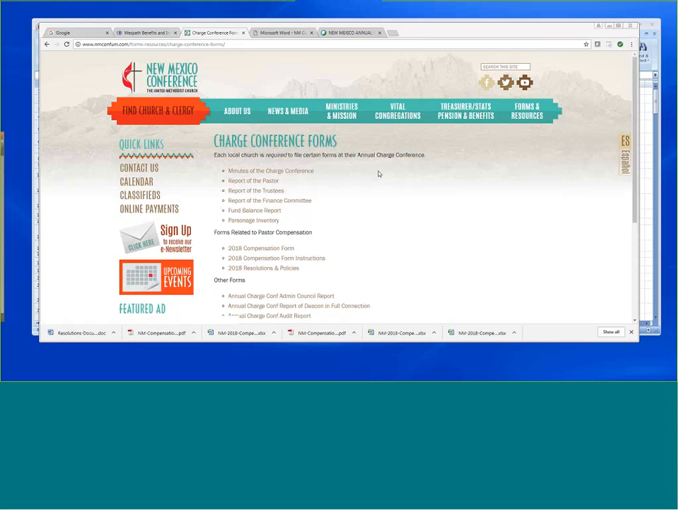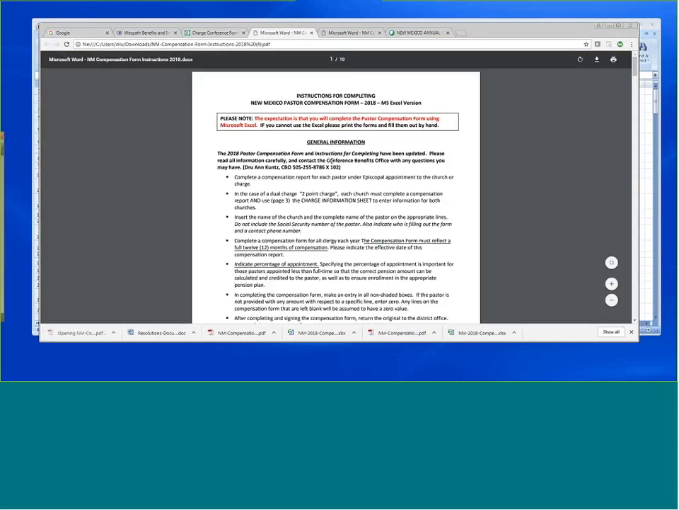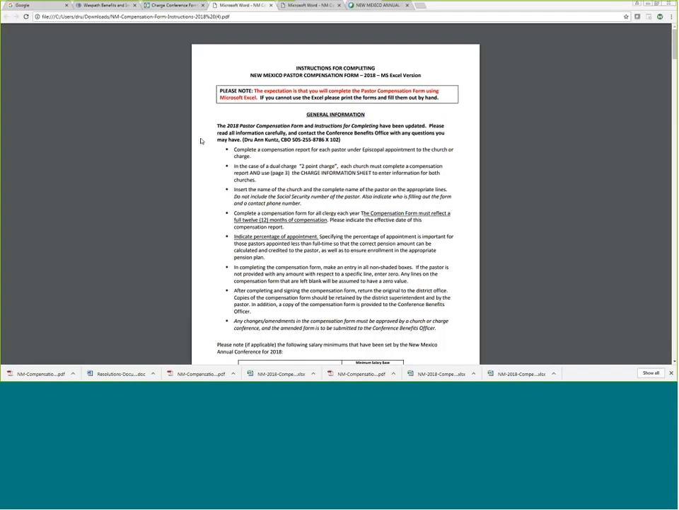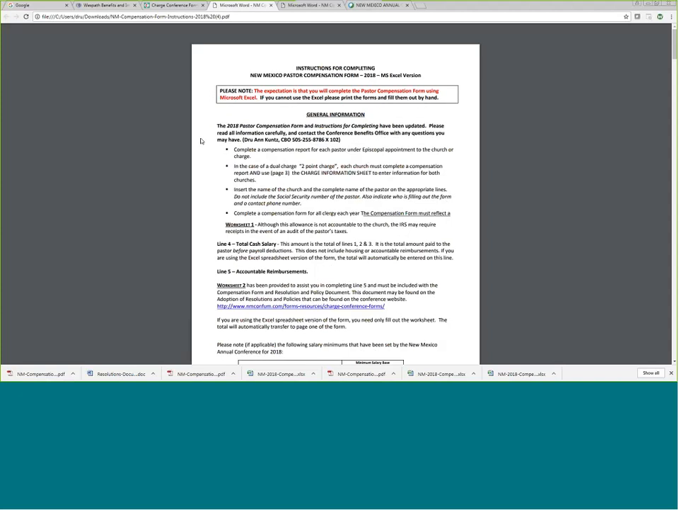So for our thing today, we're going to be looking at the compensation form instructions, and 2018 resolutions and policies. Let me open this one up. Sometimes this takes a minute to show up on your screen. Okay, so here is the instruction page, and it has really detailed instructions. I'm going to be going through all of this, but if you still have questions, you can refer back to this.